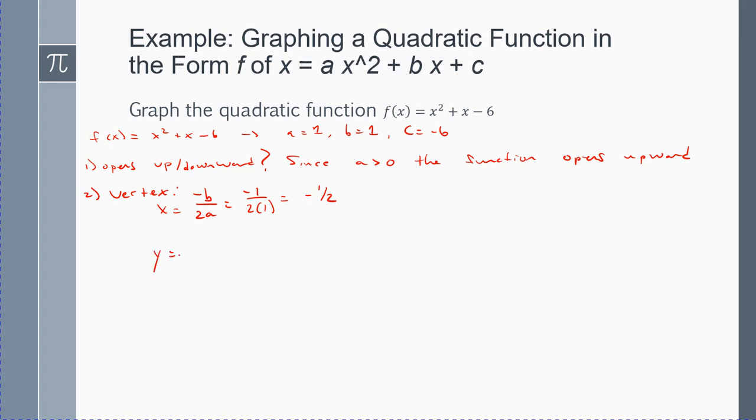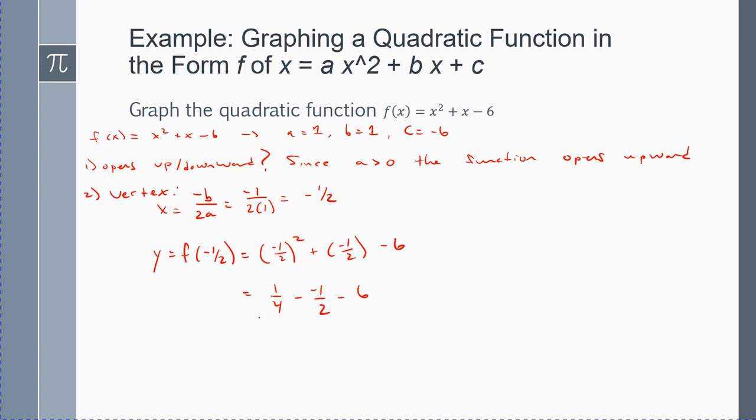It's a little bit tricky, okay? You're going to need to solve f of negative 1/2. So this is going to involve working with fractions, okay? So it's just plugging it in. It's negative 1/2 squared plus negative 1/2 minus 6. Okay? So just be careful here. What is negative 1/2 squared? That's 1/4 minus 1/2 minus 6.